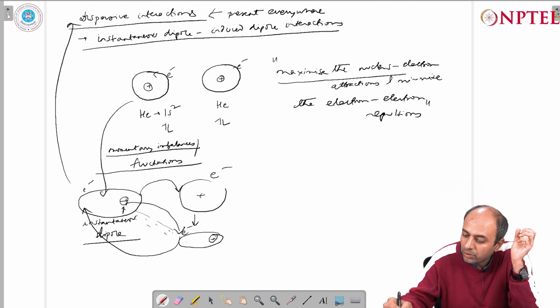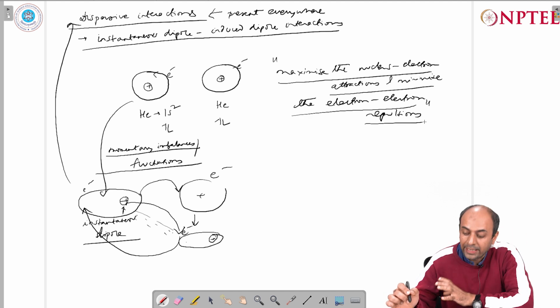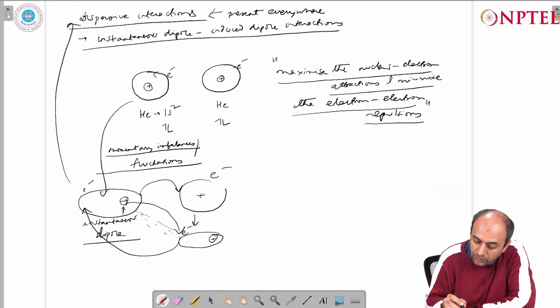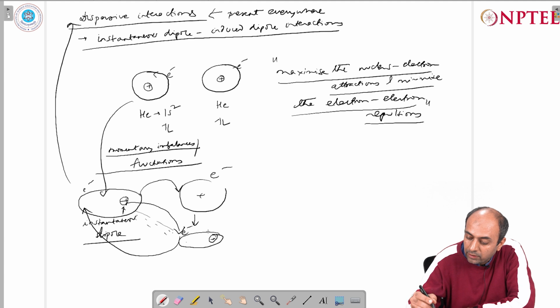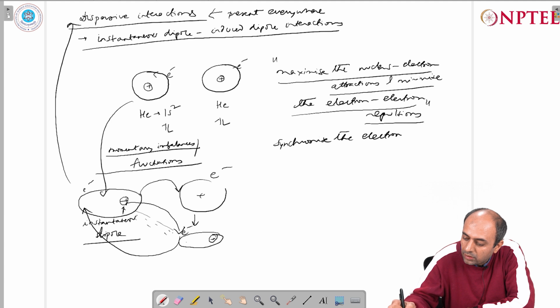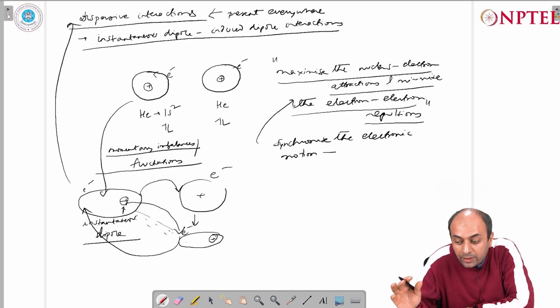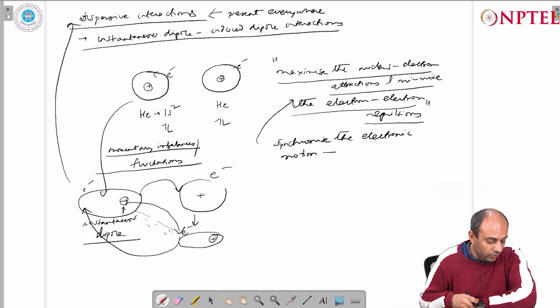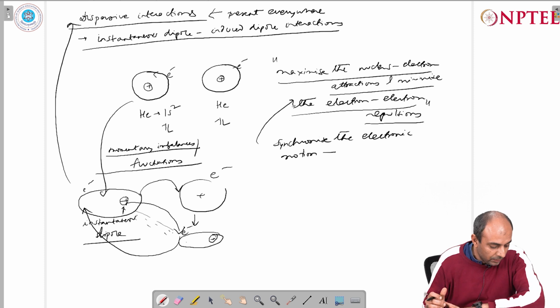This is a very important statement here, because in this regard, this is how matter interacts, that you will see that it will try to synchronize. So the system will try to synchronize the electronic motion such that you will maximize the nucleus-electron attractions and minimize the electron repulsions.